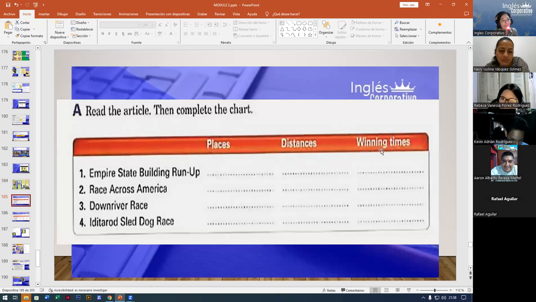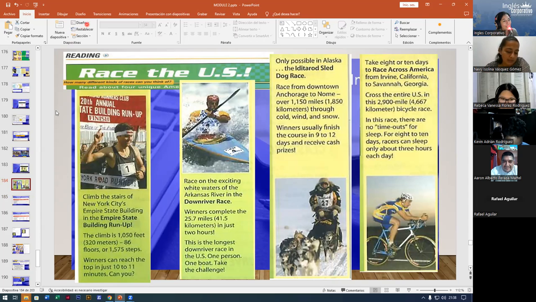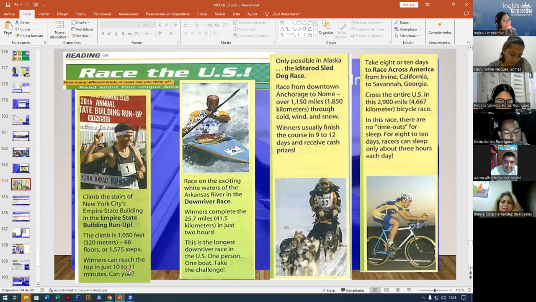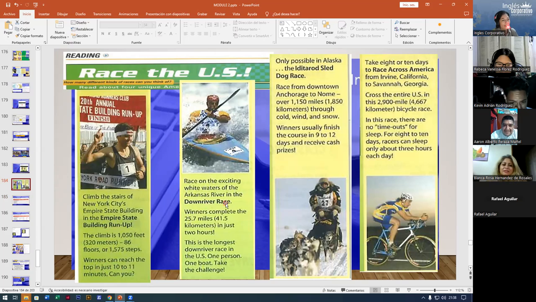Great one. Okay, what about the winning times? Winning times in the Empire State. Ten to 11 minutes. Excellent. Down River Race, the time? Two hours. Right. Very good. The Iditarod Sled Dog Race. What's the time? 9 to 11 days. 9 to 12 days. Good one. And the last one, Race Across America. 8 to 10 days. Excellent.